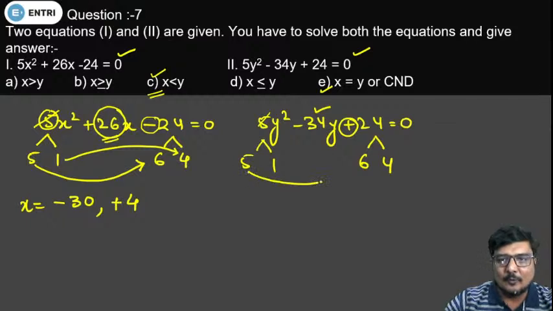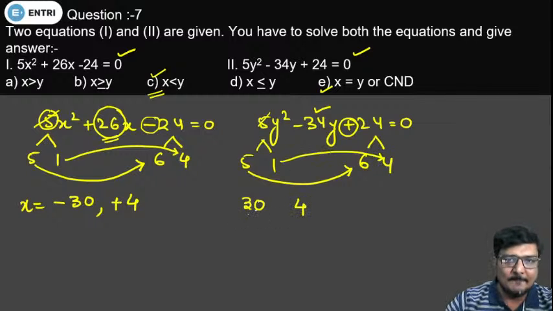So what we are going to do, we are multiplying 6 by 5, 6 into 5 is 30, and multiplying 1 by 4. So 1 into 4, how many? 4. Okay, minus plus, plus plus, no need to divide by 5. So the value of x comes out to be minus 30 and plus 4. Value of y comes out to be plus 30 and plus 4.